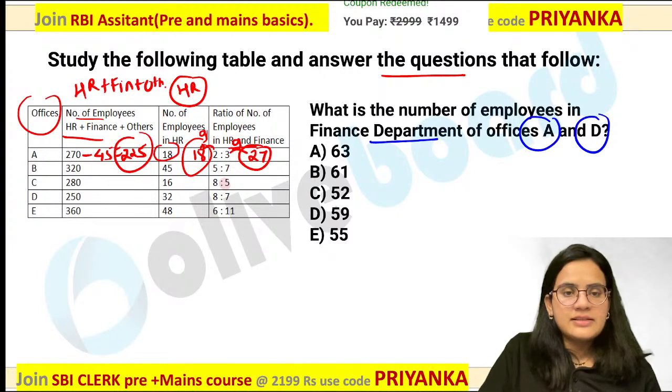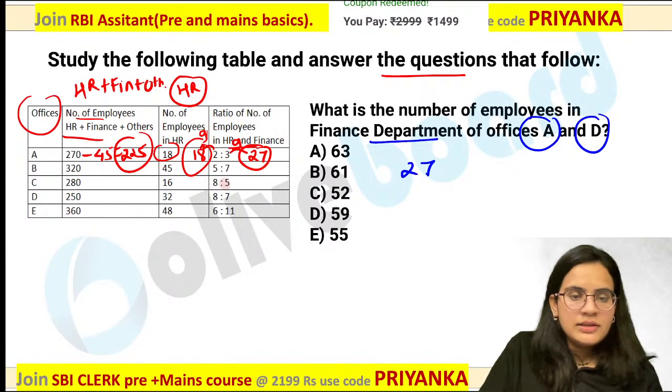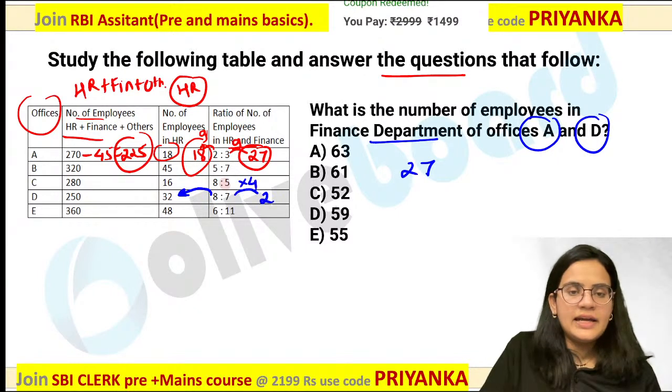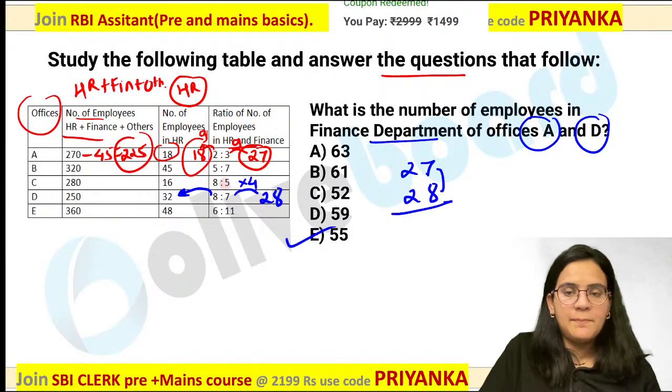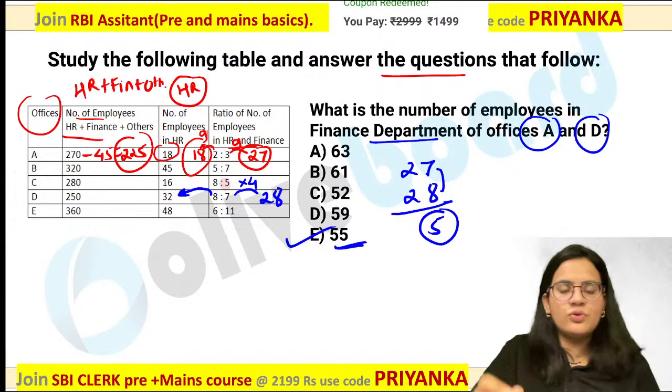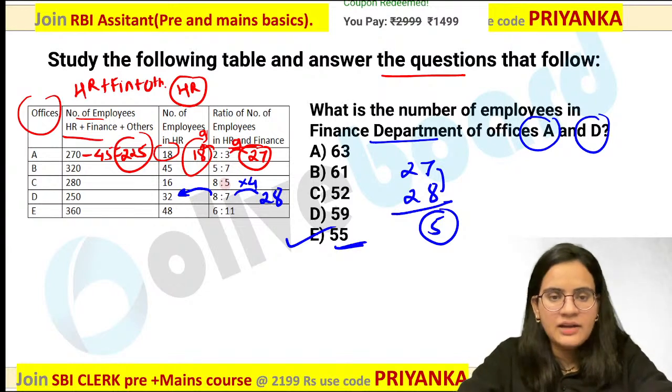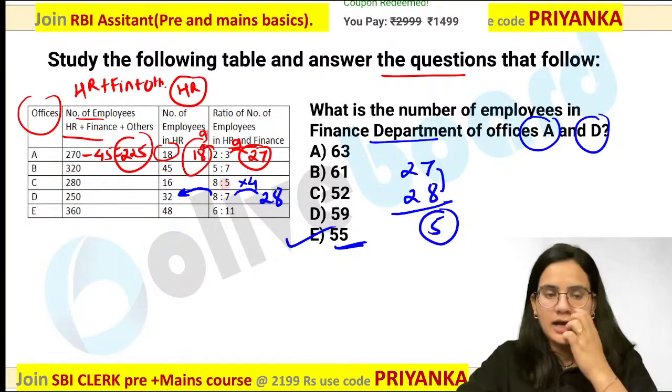So directly they are asking you the finance value. I have already calculated C. How will you calculate the D value? 8 4s are 32, and 7 4s are 28. You can add both of the values over here. The end digit is 5, since 8 plus 7 gives 5 as the end digit. There is only one option corresponding to that, so 55 would be your answer.